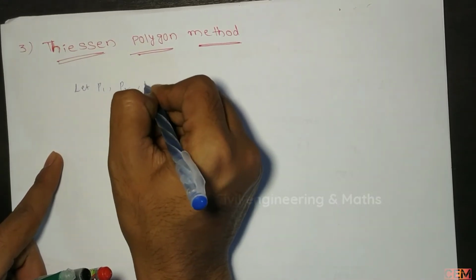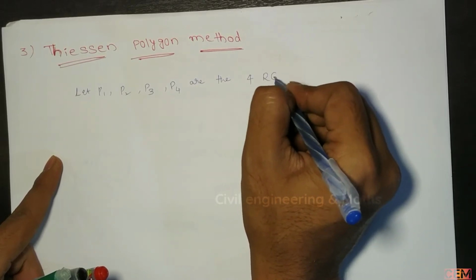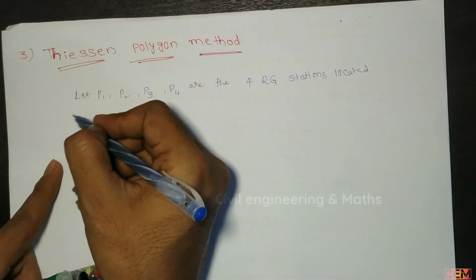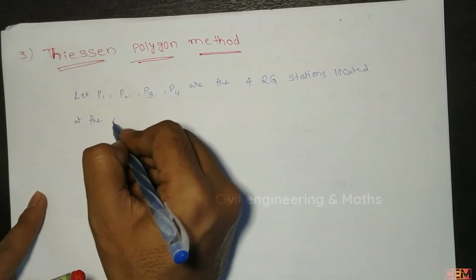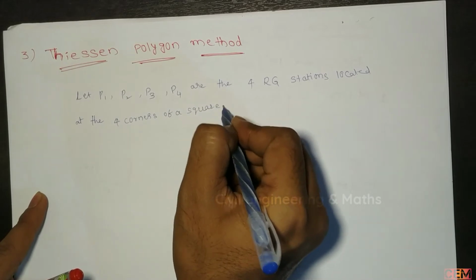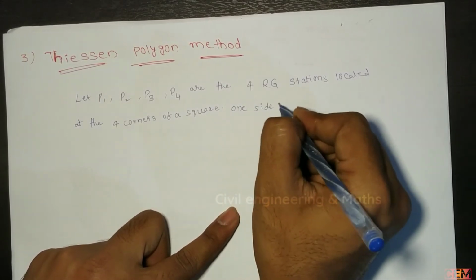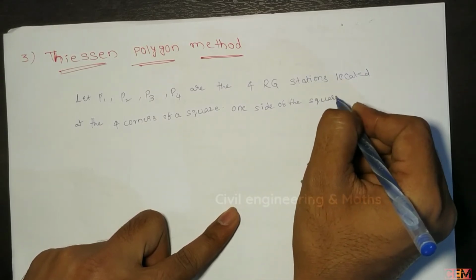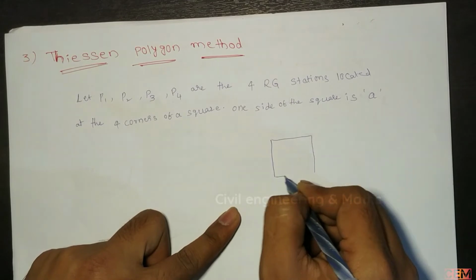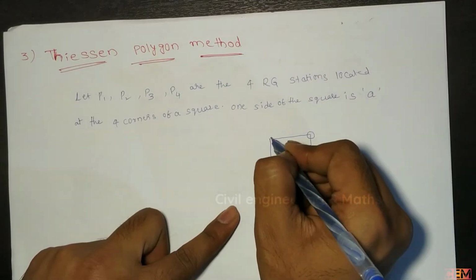Let P1, P2, P3, P4 be the 4 rain gauge stations located at the 4 corners of a square, and one side of the square is A. The first rain gauge, second rain gauge, third rain gauge, fourth rain gauge.